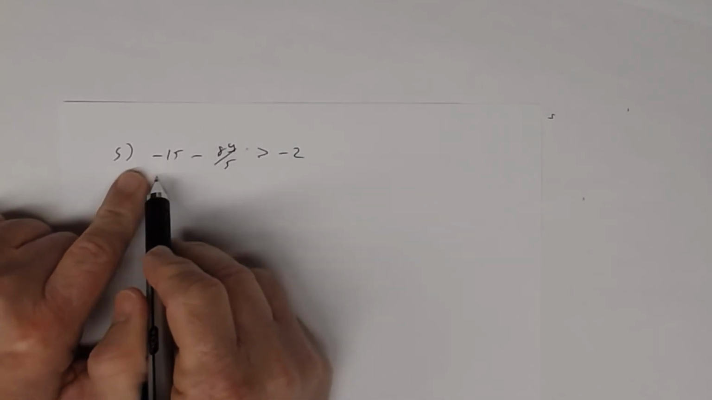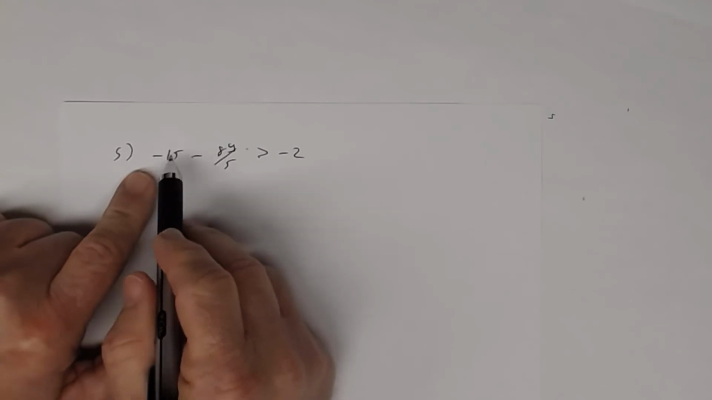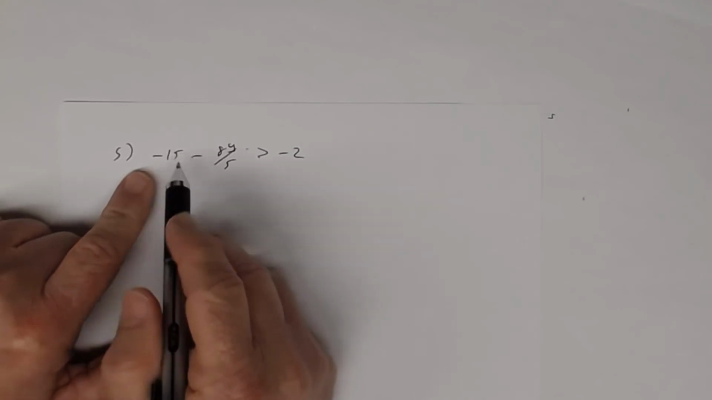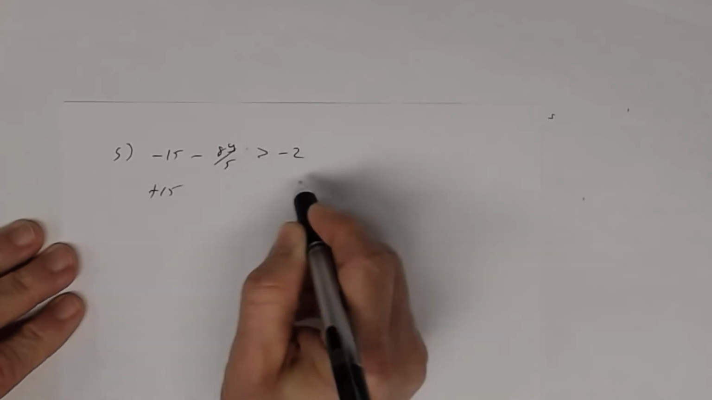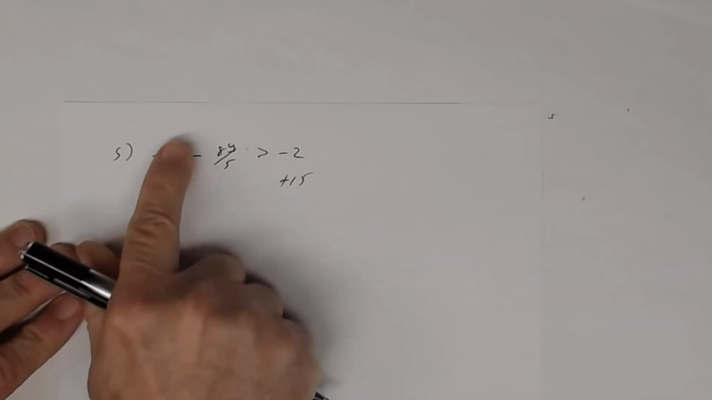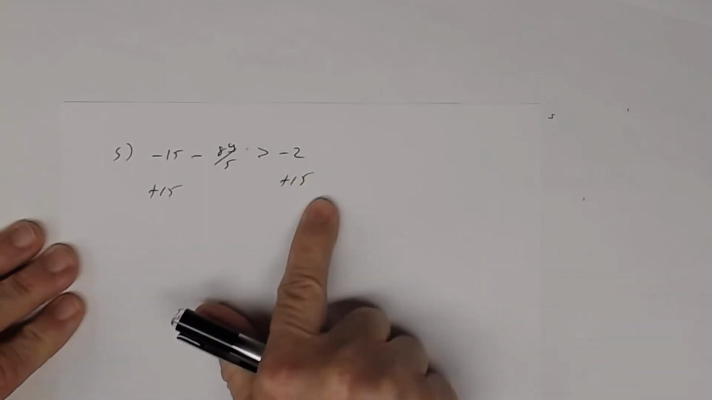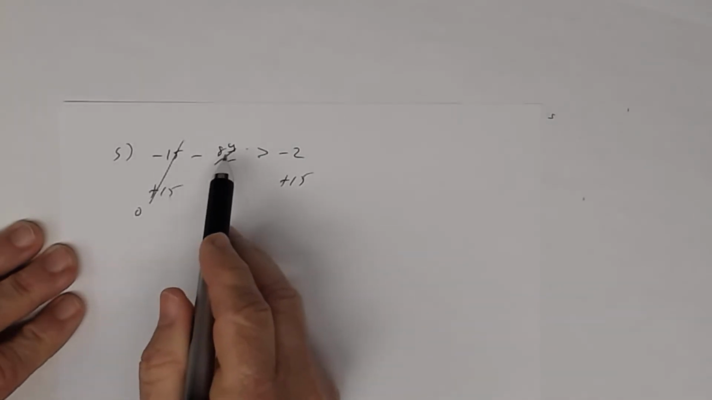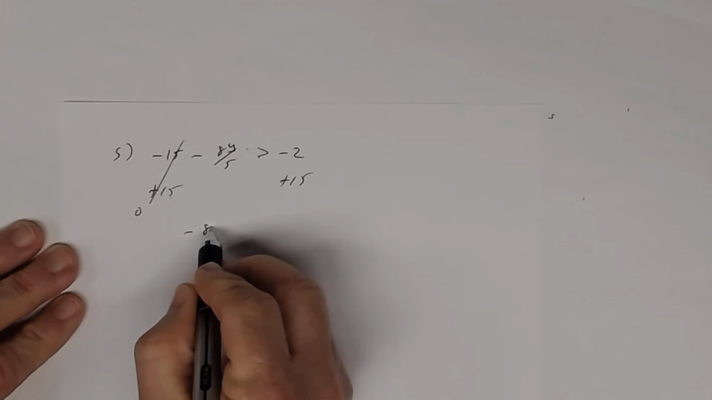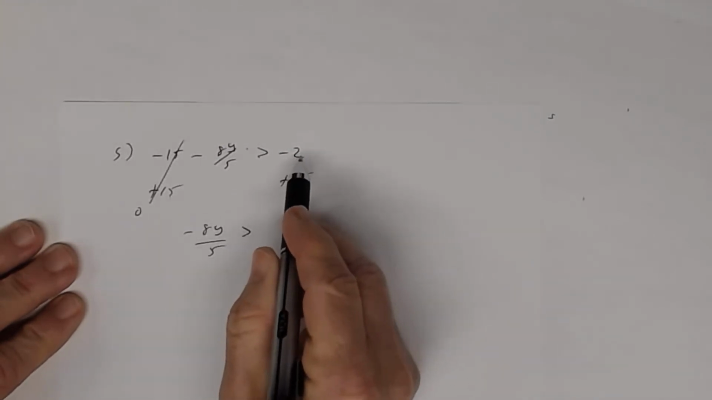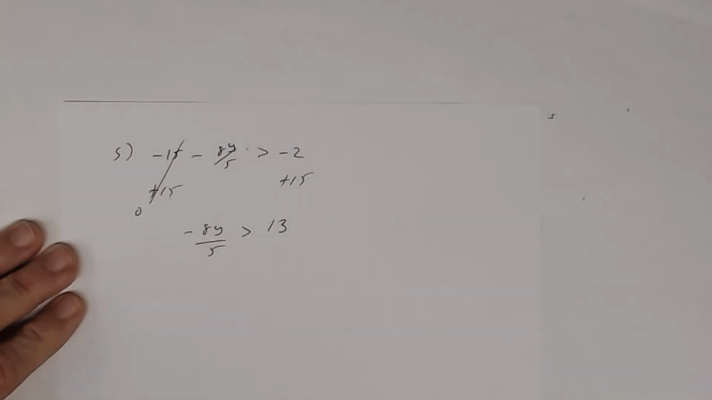So you want this to be a 0. And so to get that to be a 0, you're going to look at its opposite. So you're going to add the opposite to both sides. So the opposite of negative 15 is a positive 15. So you're going to add 15 to both sides. Notice what you do to one side, you do to the other. Negative 15 plus 15 is 0. And so you get 0 minus 8y divided by 5 is greater than negative 2 and 15 is 13.